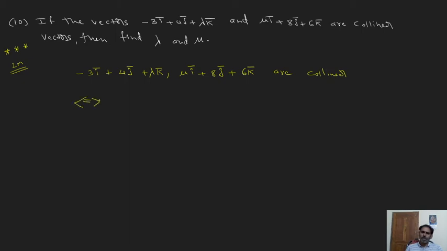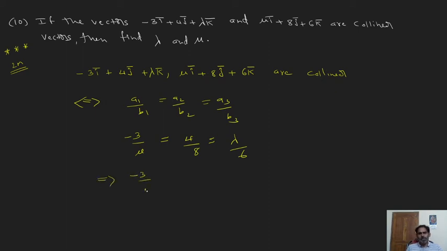Implies and implied by a1 by a2. Formula is a1 by b1 equals a2 by b2 equals a3 by b3. Here minus 3 by mu, 4 by 8, lambda by 6. That's all. I'll write the formula first and then substitute like this.